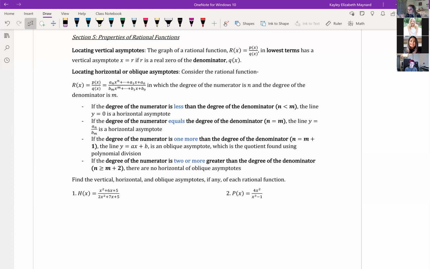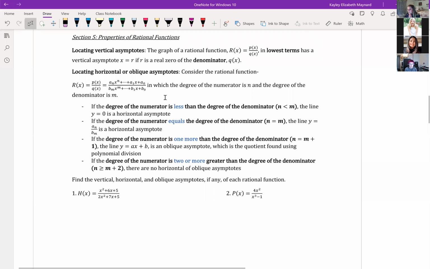And then next we have the horizontal or oblique asymptotes. So this is where in the definition they write out the general form of a rational function. Instead of just saying p of x over q of x where they're polynomials, you can actually visualize it now because it's written out as a polynomial over a polynomial. And this helps you later on with one of the cases.